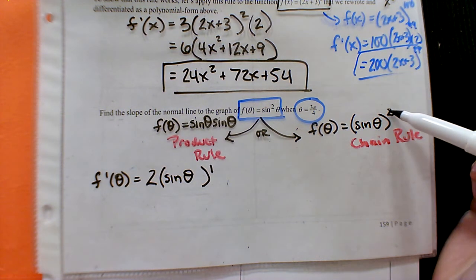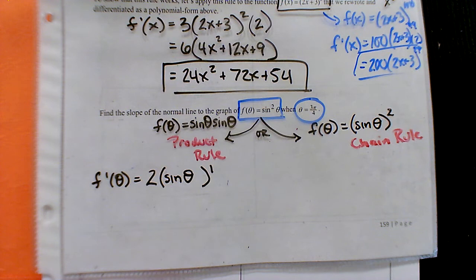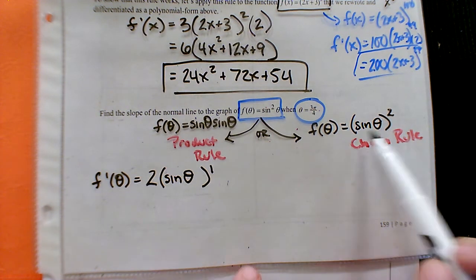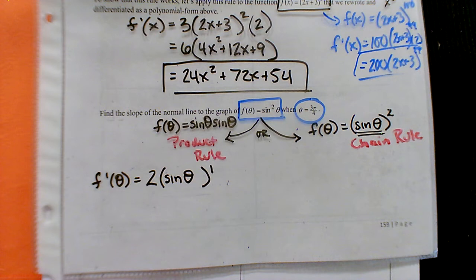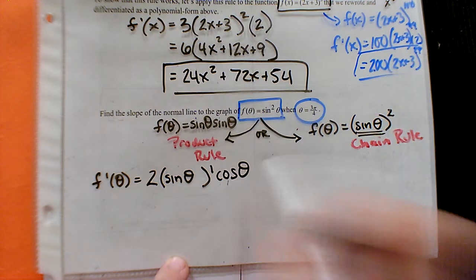So now that you're done finding the derivative of the outside section, move on to the next layer, the next one that's on the inside. The only other piece we have there is sine. What's the derivative of sine? We have cosine.